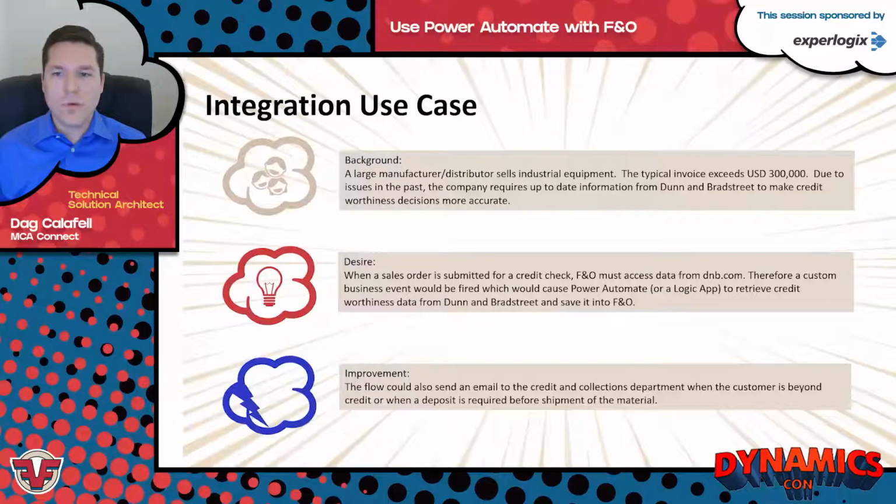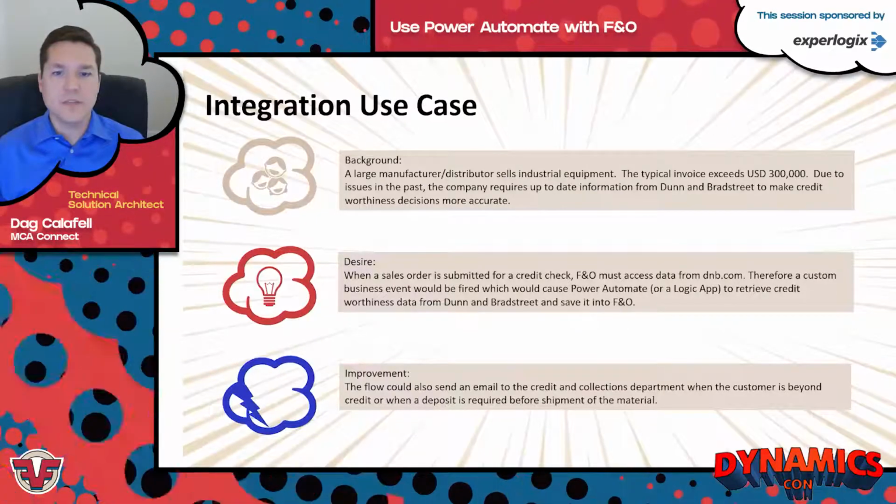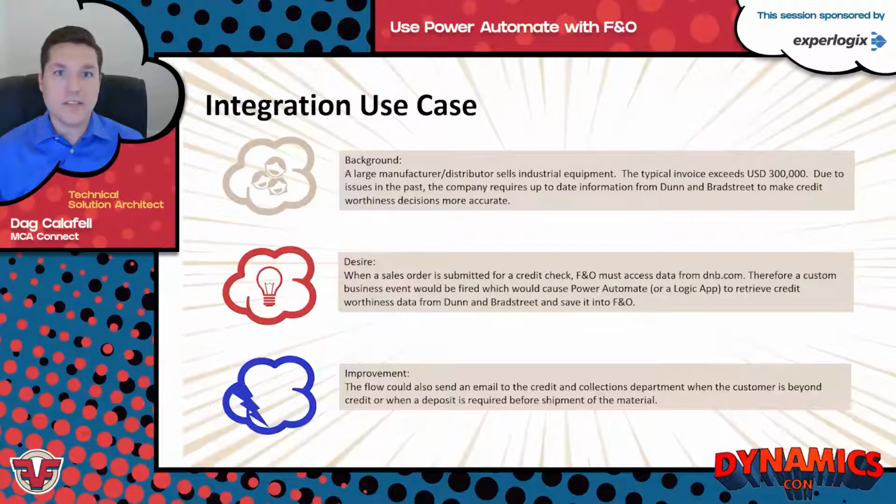So the requirement is to integrate with Dun & Bradstreet to get more information about the companies. Give us the latest information based on the latest filings. Whenever a sales order is submitted for a credit check, F&O would then access data from dnb.com. A developer would have to get involved here because a custom business event would be fired that would cause Power Automate to retrieve that credit worthiness information and push that back into finance and operations so it's available for the credit and collections department.